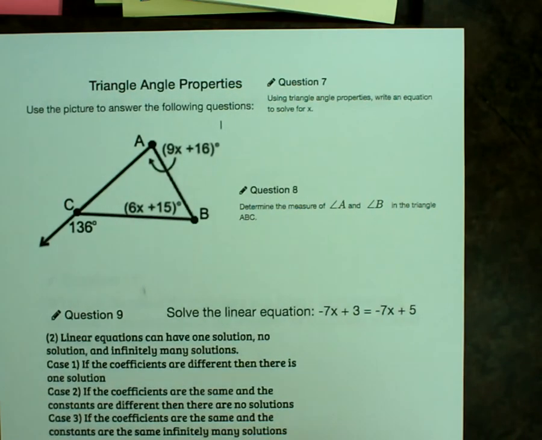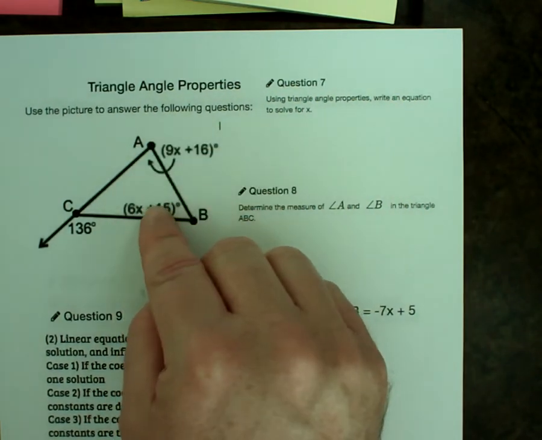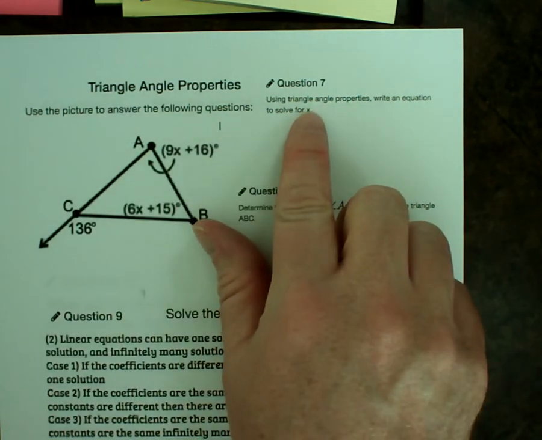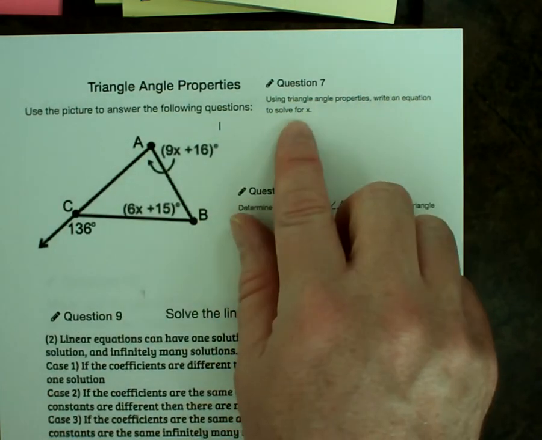Triangle angle properties. We brought back in some Unit 1 concepts to this test, where we've already learned that we're going to use the triangle properties. We're going to write an equation to solve for x.